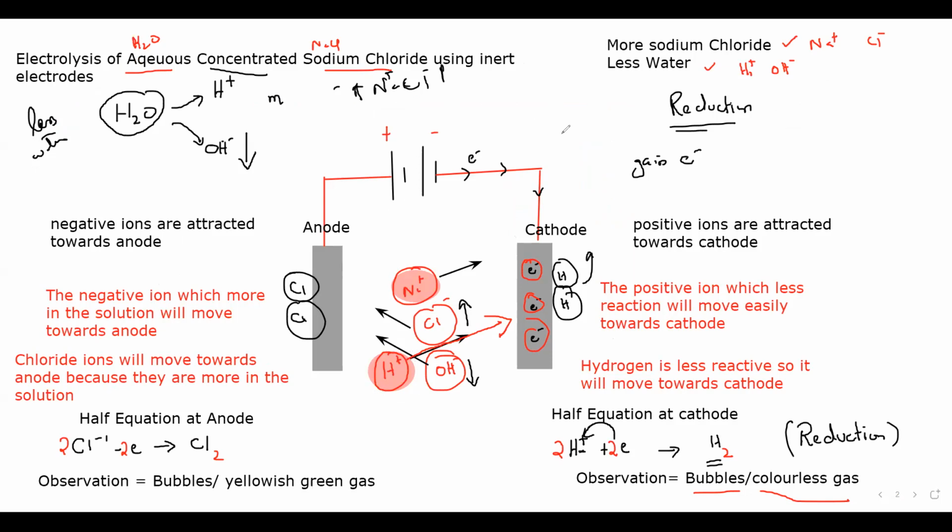How do we know which element is positive and which one is negative? You can use a periodic table for that. Sodium belongs to group 1, so it will be plus 1. Chlorine belongs to group 7, so it will be minus 1. And for water, you have to just learn that H and OH ions are present inside the water. So the sodium ion and the hydrogen ion are positive.